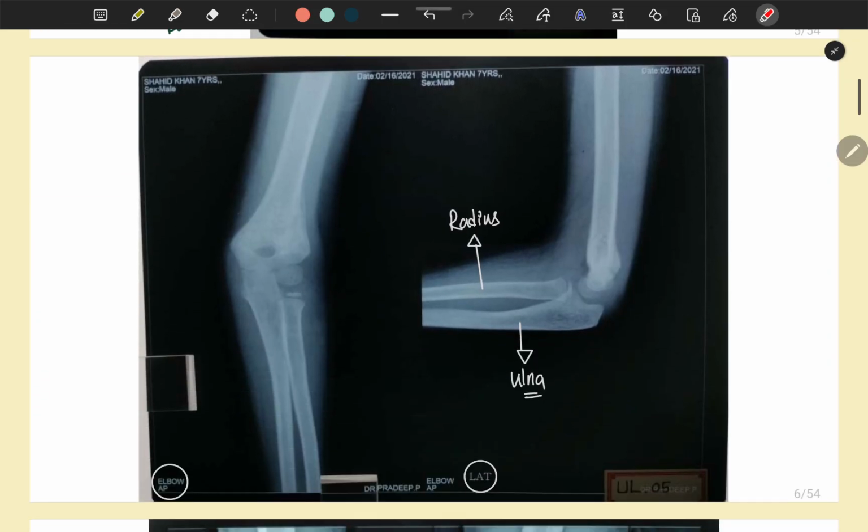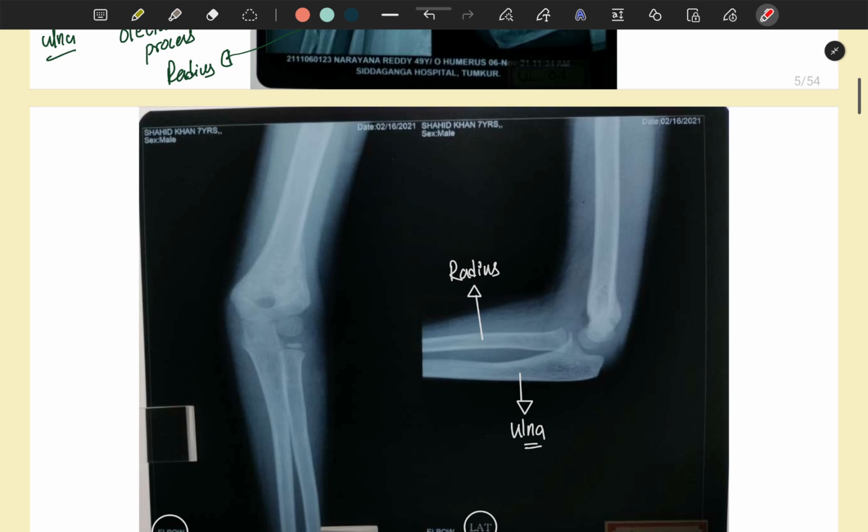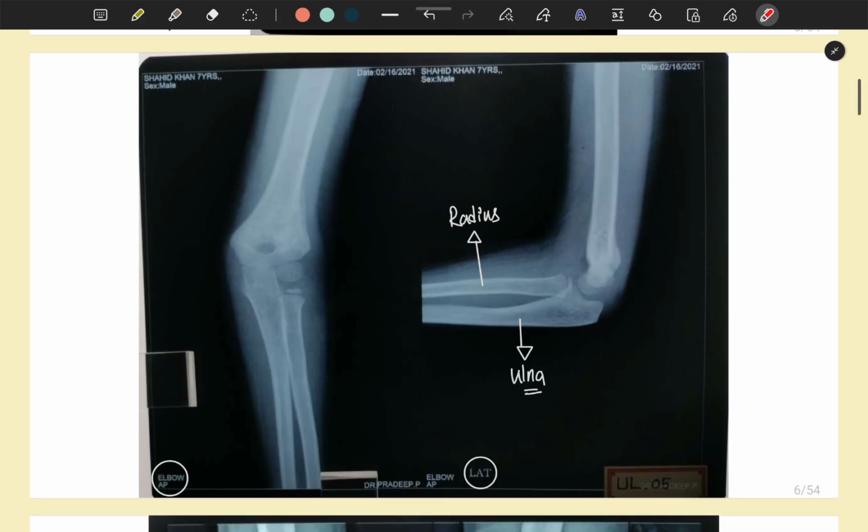Now coming to the elbow joint. This is the elbow joint. Which region? Elbow region it is. Okay. Here this is AP view. This is lateral view. Okay. Here you can see the lower end of the humerus, and this is the radius. This is the ulna, and here you can see the radius in lateral view. This is the ulna.